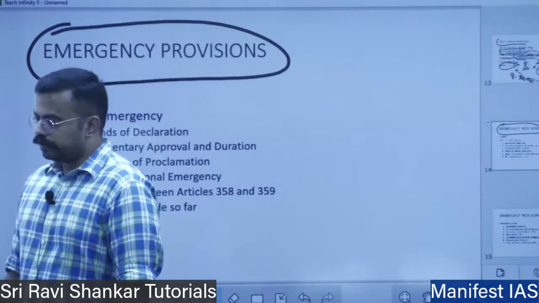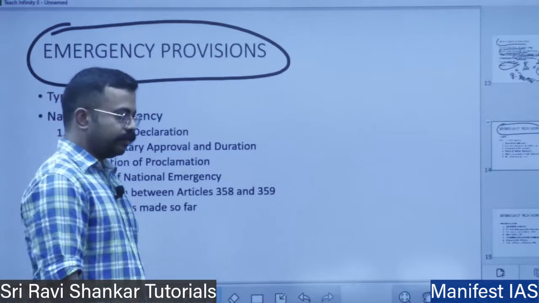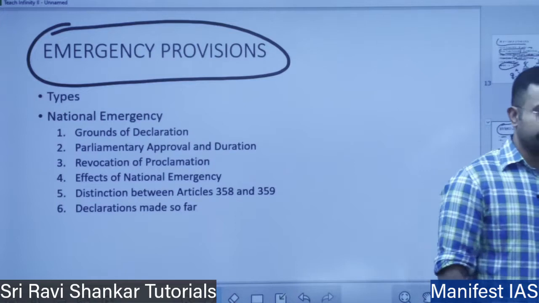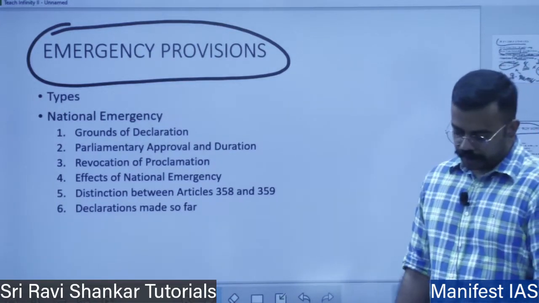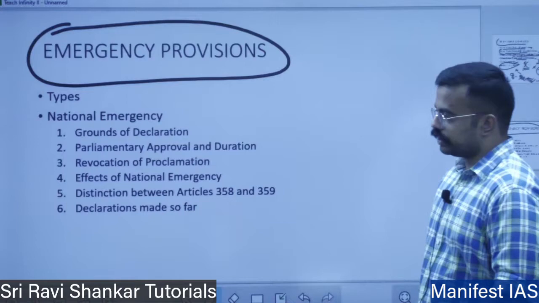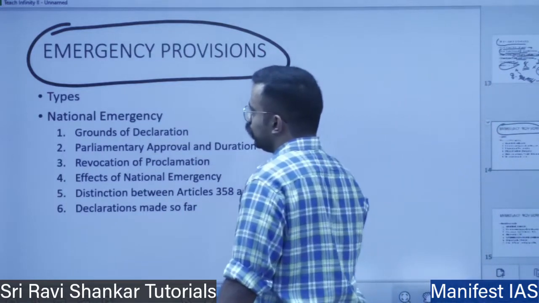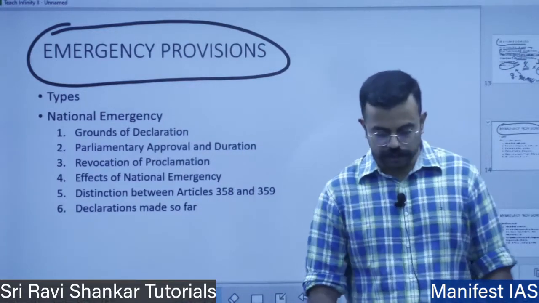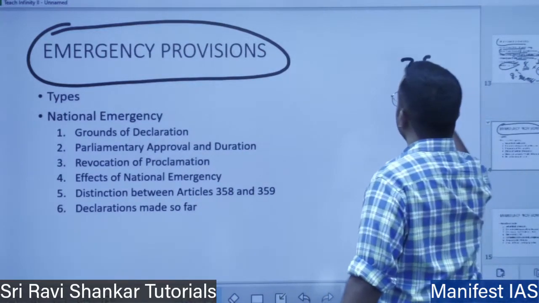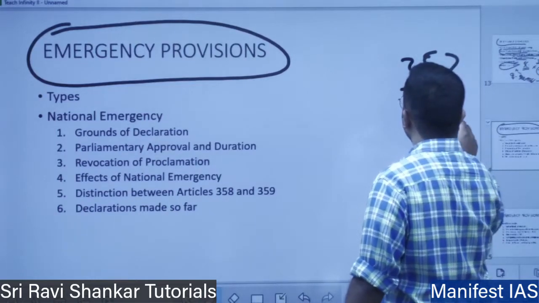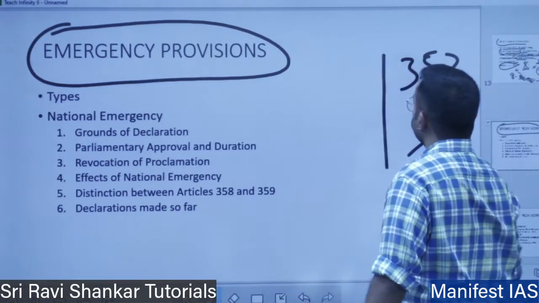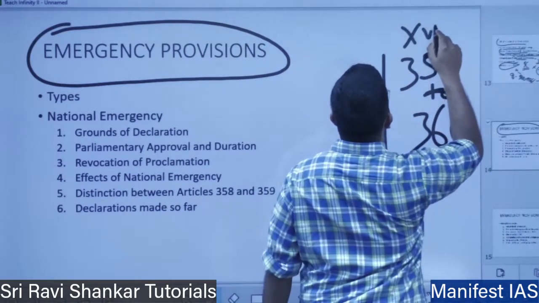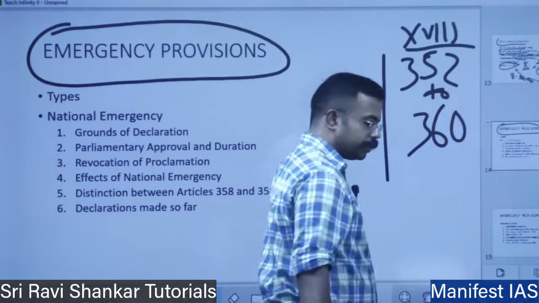So if there is any threat, if the normal functioning is hampered to a great extent, then we consider such a situation apt for invoking emergency. So what are the articles? The articles from 352 to 360 speak on emergency. What is the part? The part is 18, part 18 of the Constitution.